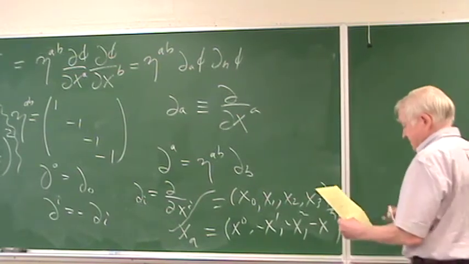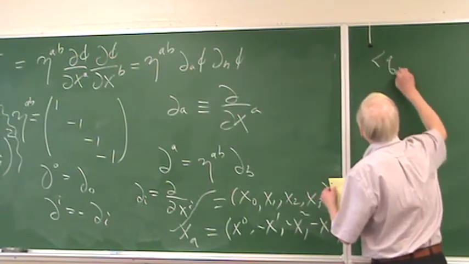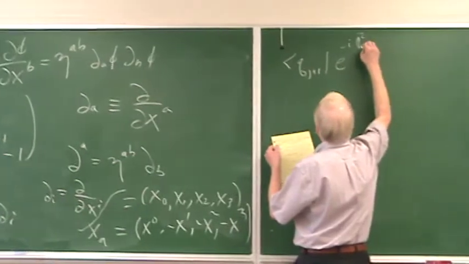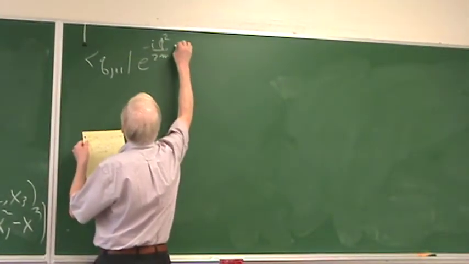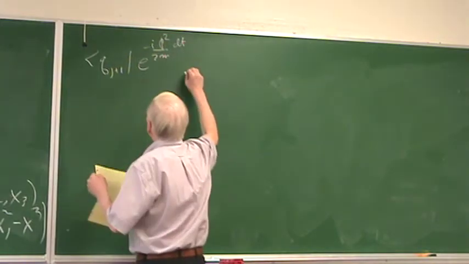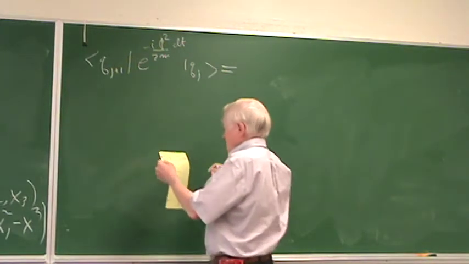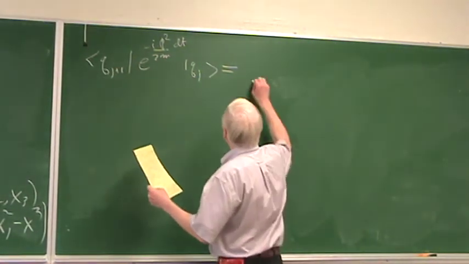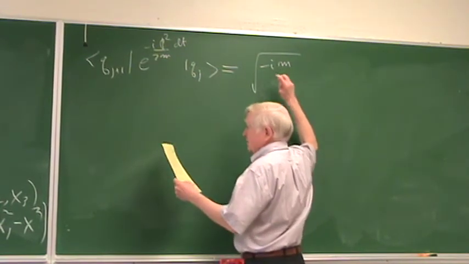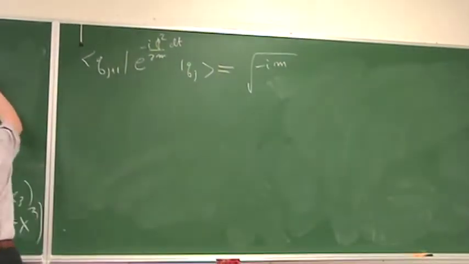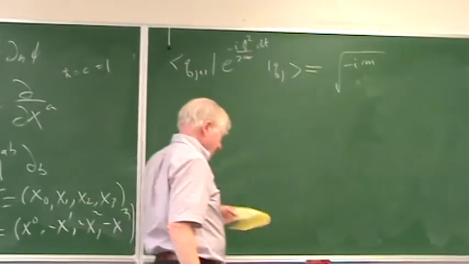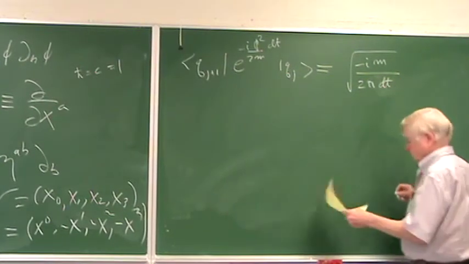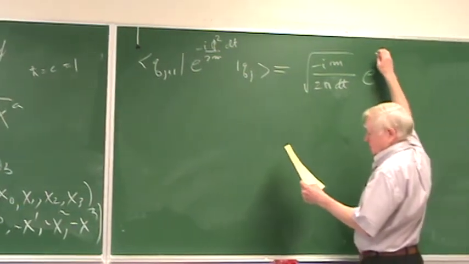What we saw last time was ⟨q_{j+1}| e^{−i p² dt/2m} |q_j⟩. We saw that as an integral, and we computed it, and of course I'm in units where ħ and c equal 1, as minus i m. Occasionally I put in the ħ's, but by no means all the time.